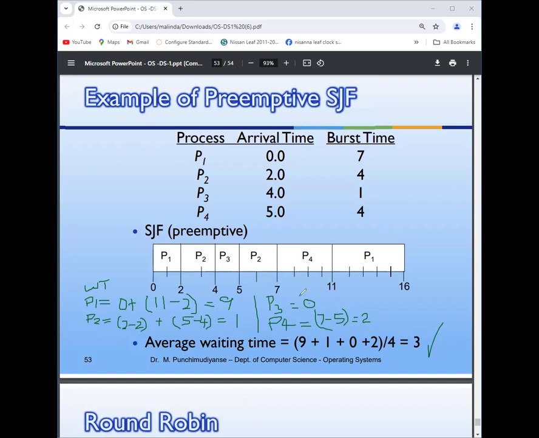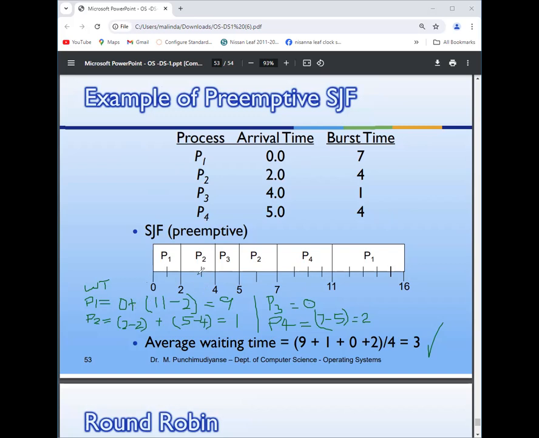Did you understand how this was calculated? How long did each process wait, one by one? How much time it has waited in the queue from initial admission until its end. So we simply do the calculation.